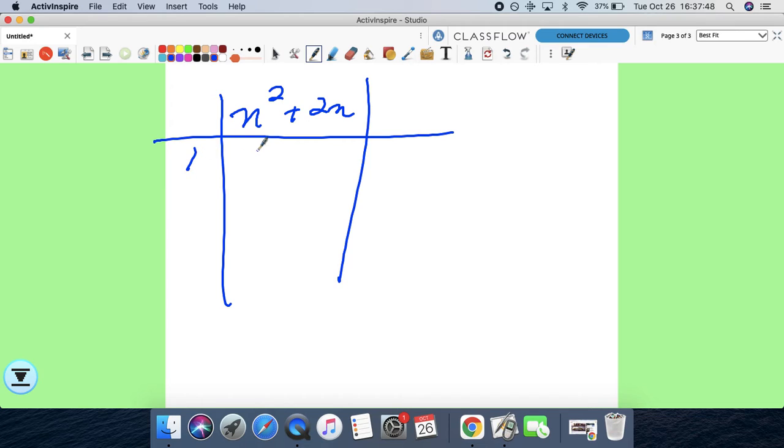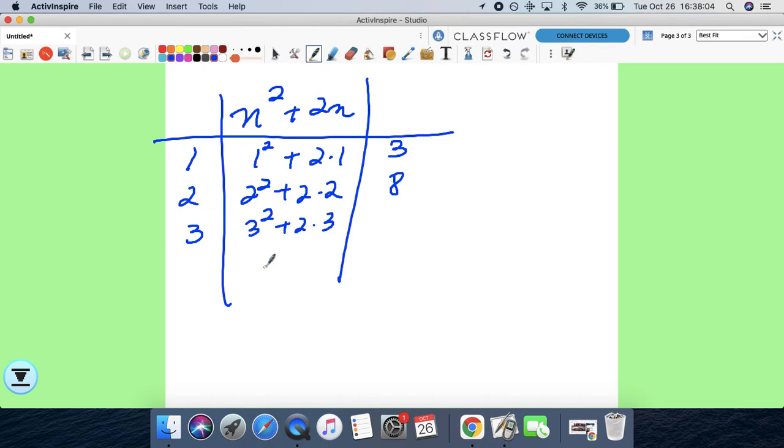Sorry. 1 squared plus 2 times 1, which is going to be 3. Sorry, let me write the square. So when n equals 2, it is 2 squared plus 2 times 2, which is going to be 4 plus 4, 8. 3 would be 3 squared plus 2 times 3, which is 9 plus 6, 15.